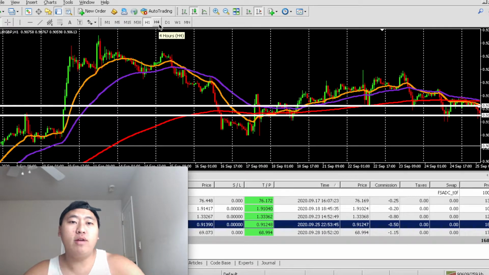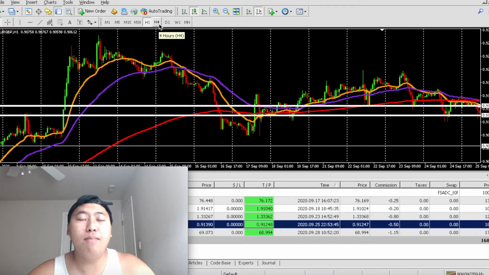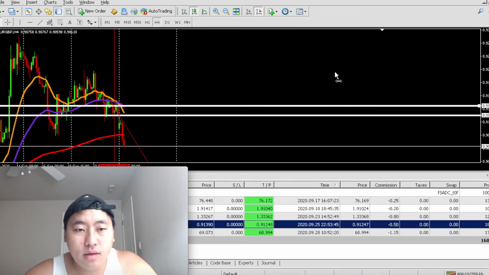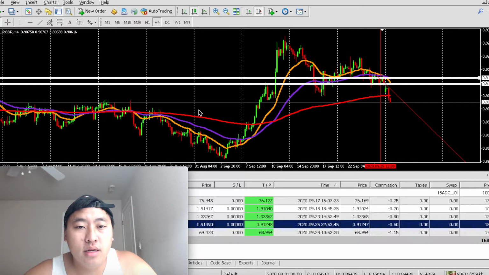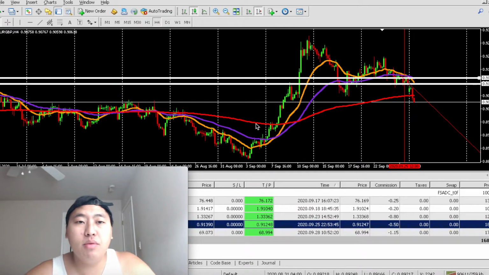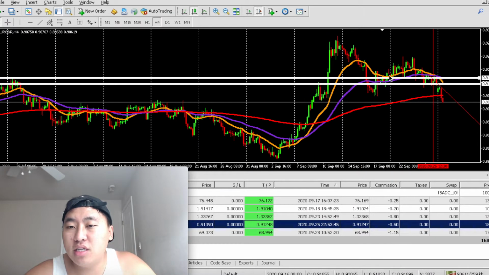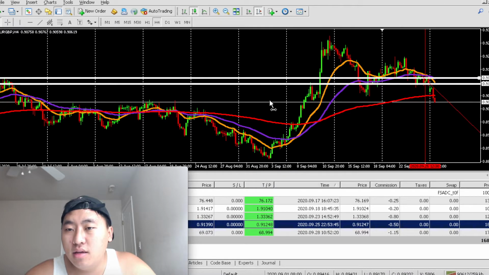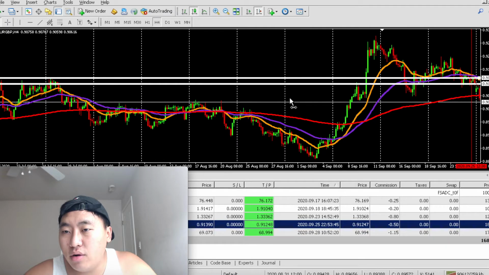So H4 and daily, I'm more flexible with it. As long as, at minimum on H4, the moving averages need to be, if I'm selling, below the MA50. So at this part right here, it barely crossed the MA50.